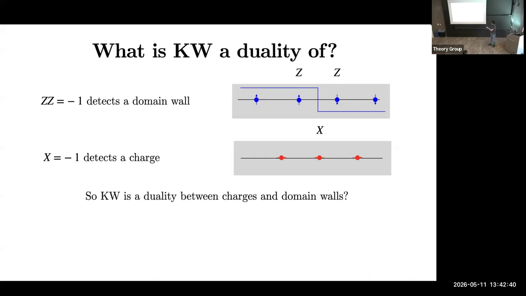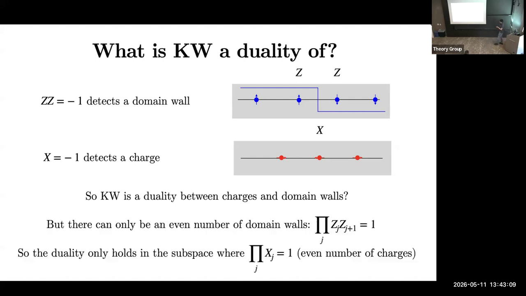And under this duality, we're mapping X to ZZ, and ZZ is detecting whether the domain walls are aligned or not. If ZZ is equal to 1, it means the spins are aligned. And when you have ZZ equals -1, it means you flipped one of the spins down, so that's a domain wall. So roughly what Kramers-Wannier is trying to tell you is that you're mapping between the charge variables and the domain wall variables. Okay, so naively you would say, Kramers-Wannier is a duality between charge and domain walls.